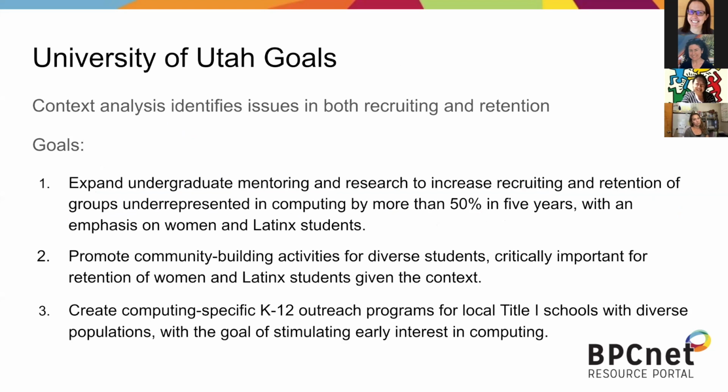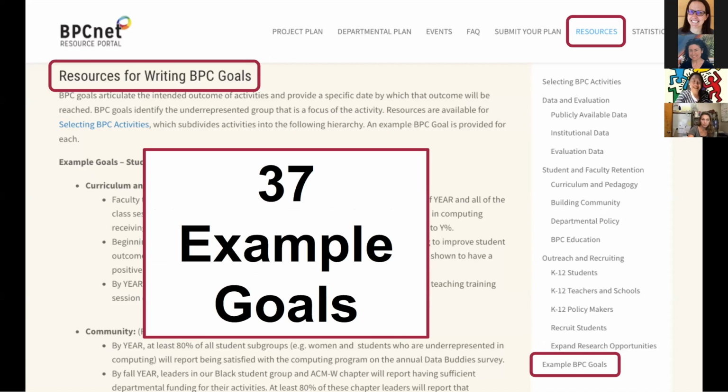The context analysis that we did identified issues in both recruiting and retention. And so we came up with the following three goals. One was to expand undergraduate mentoring and research, to increase recruiting and retention of groups underrepresented in computing, and to promote community building activities. So these first two are about retention. And then the third one is to create computing specific outreach programs for the local Title I schools with the goal of stimulating early interest in computing. And then this is available in BPCnet, some example goals, so you can use that maybe to come up with ideas of your own.